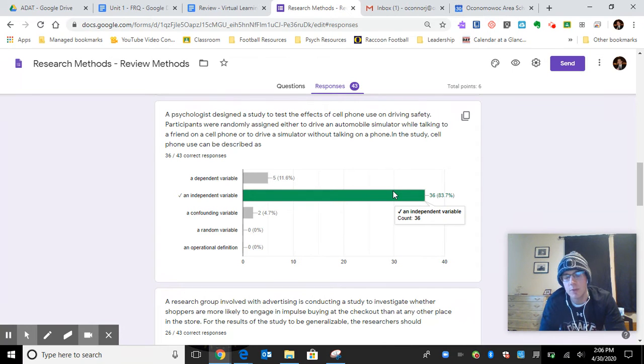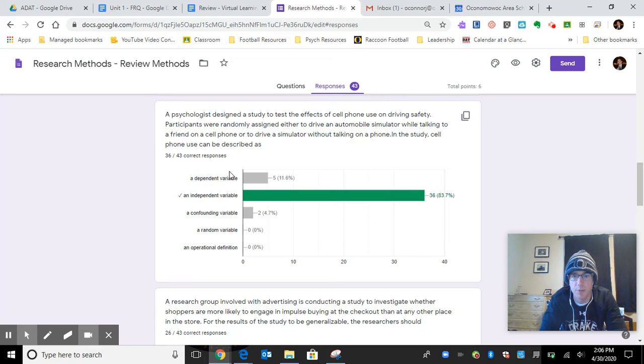independent variable, because remember, independent variable is what the researcher is going to manipulate or change, right? So independent, I, as a researcher, am going to change that. So in this study here, she's going to either give them a cell phone or they're not going to be talking on the cell phone. All right, so the cell phone would be the independent variable.